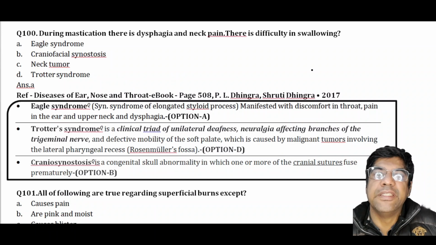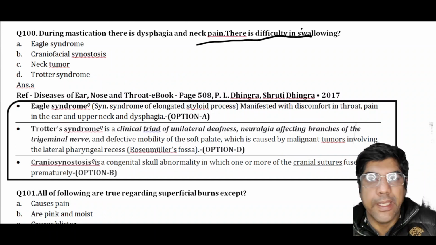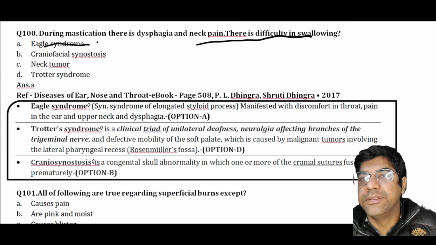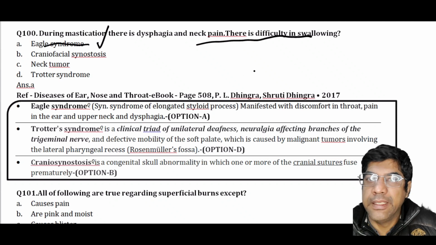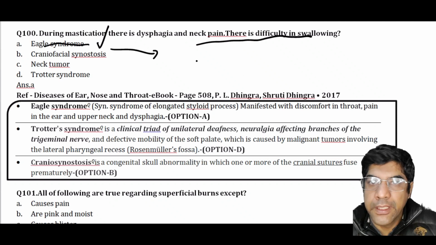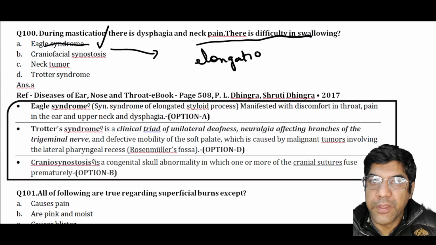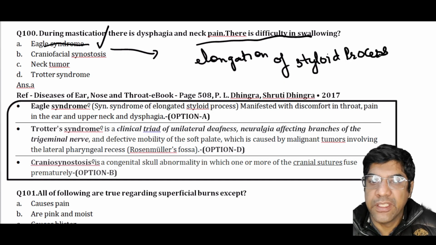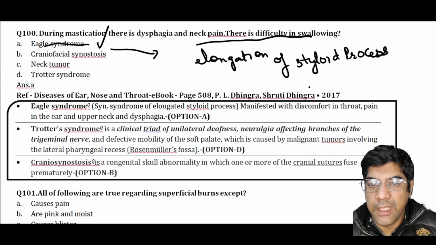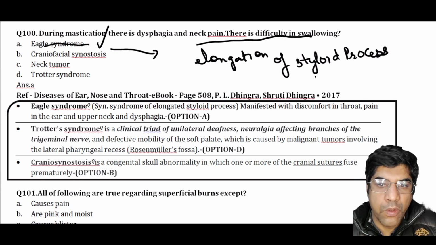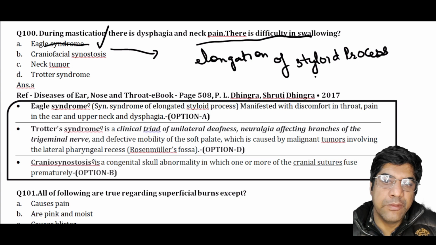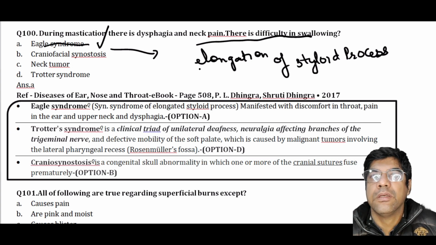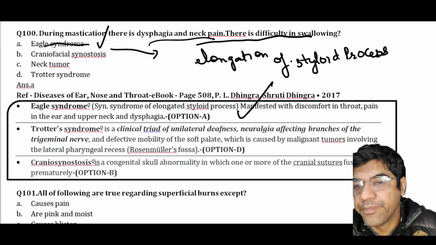So megaloblastic anemia is characterized by the presence of large immature red blood cells that are known as megaloblasts. During mastication, there is dysphagia and neck pain. There is difficulty in swallowing. The most common cause is Eagle syndrome. Remember, in Eagle syndrome you would see elongation of the styloid process, or there would be calcification of the stylohyoid ligament. So with the elongation, the patient would feel discomfort in the throat, pain in the ear, upper neck pain, and dysphagia. So dysphagia, neck pain, and difficulty in swallowing are the characteristic features. So that is why the answer is option A.